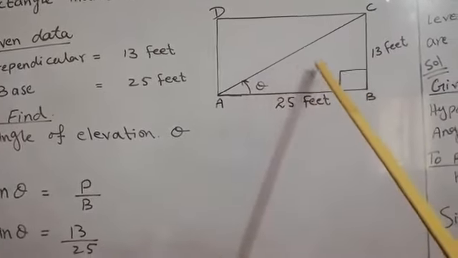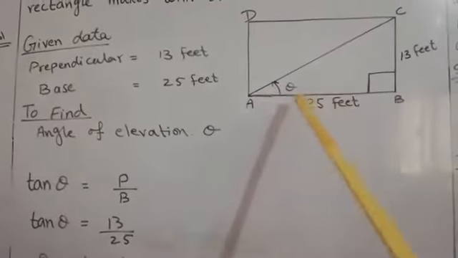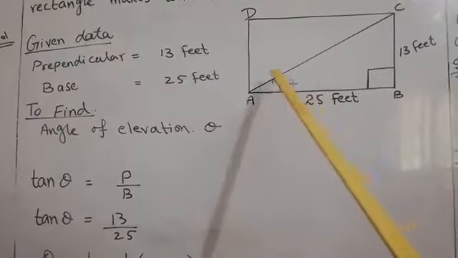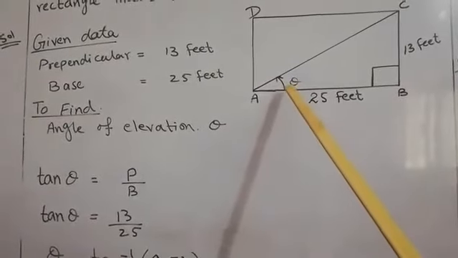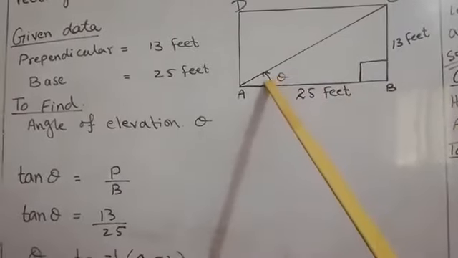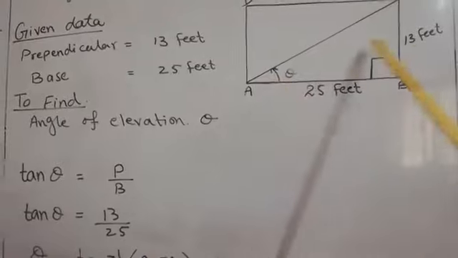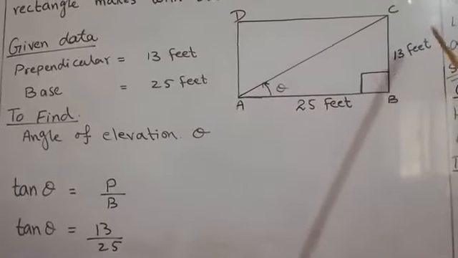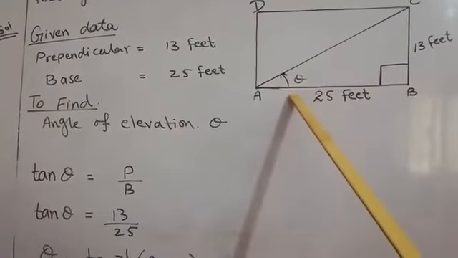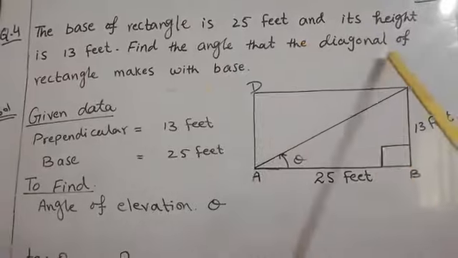Ignore this triangle, focus on this triangle. According to this triangle, we have the value of the base which is equal to 25 feet. Angle theta is missing. We will find this angle theta. The perpendicular is the side which is opposite to the angle under discussion. This is the perpendicular, and the height of the perpendicular is 13 feet. And we will find the angle of elevation of the diagonal with the base of the rectangle according to the question.